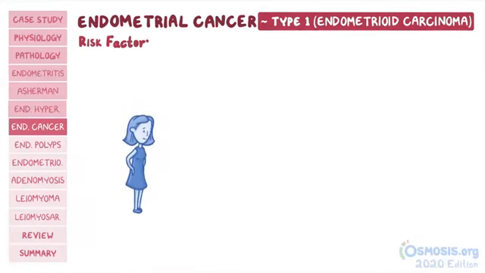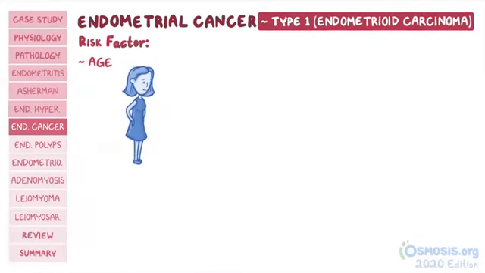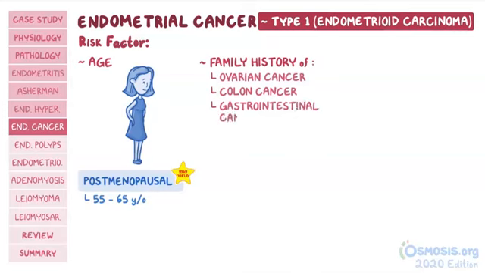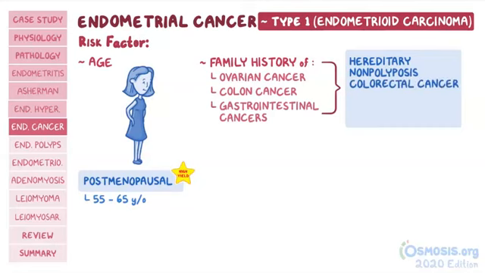Now, another risk factor is age, since this type of endometrial cancer typically presents in postmenopausal individuals around 55 to 65 years of age. In addition, a family history of ovarian cancer, colon cancer, or other gastrointestinal cancers can be a hint for an autosomal dominant disorder known as hereditary non-polyposis colorectal cancer, or Lynch syndrome, where you are also at a higher risk for developing endometrial cancer.